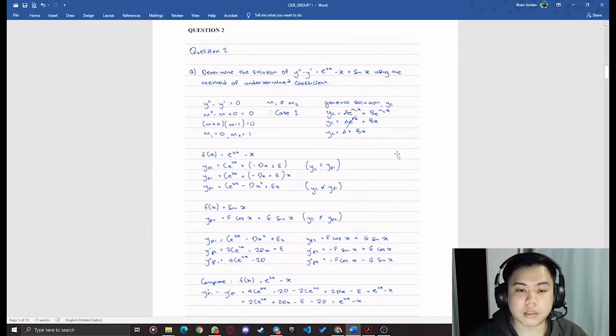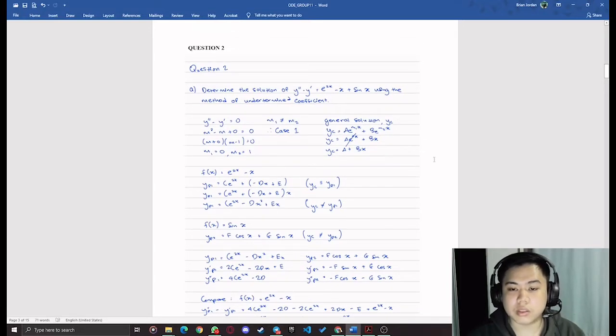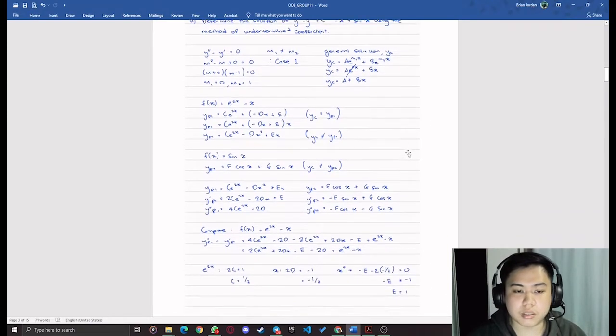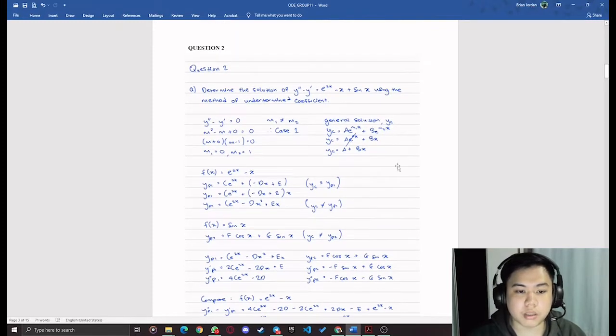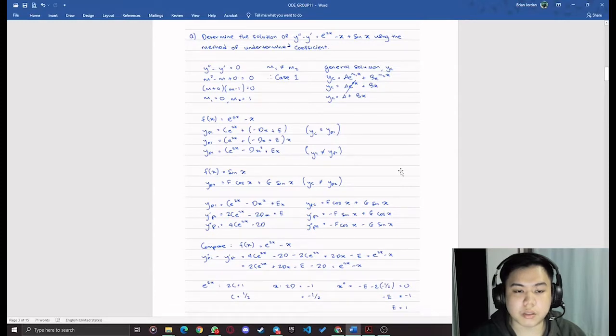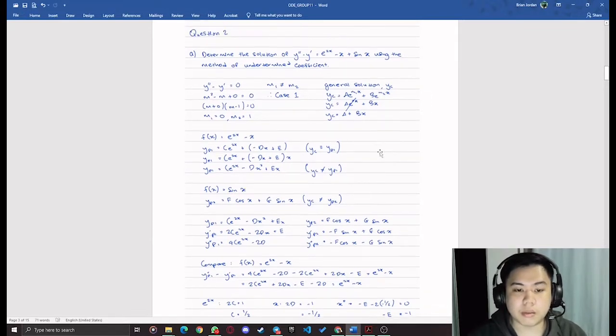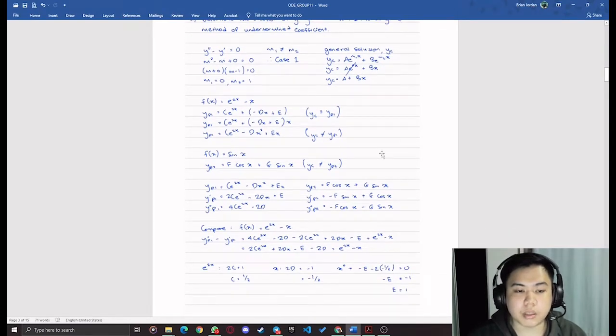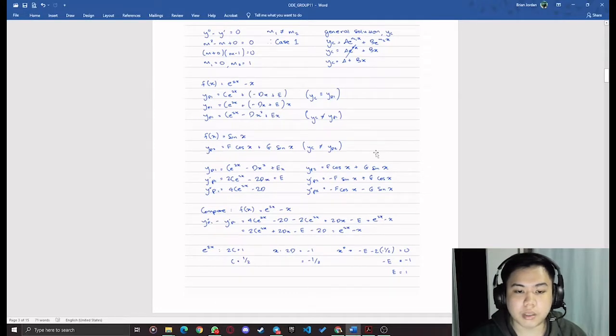In this case it is case 1, where m1 is not the same as m2. So the complementary solution is yc equal to a plus bx. Next, I separate the exponential part from the trigonometry part, and I combine the exponential part with the polynomial. The first f(x) is e to the x minus x, for yp. The polynomial is the same as in yc, so I multiply it by x and we get yp1. The next is the trigonometry part. It is not the same as yc, so we can proceed.